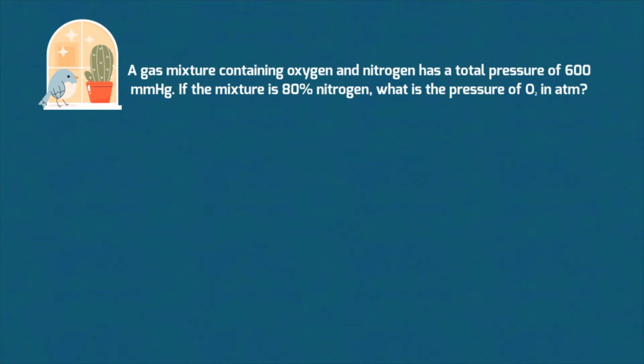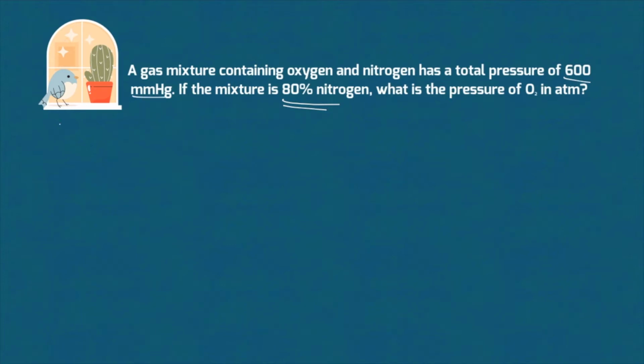Question number 1. A gas mixture containing oxygen and nitrogen has a total pressure of 600 mmHg. If the mixture is 80% nitrogen, what is the pressure of oxygen in atm? Okay, when you have this kind of question, the first thing you need to look at is the information given to you. So given to you is 80% nitrogen and the total pressure is 600 mmHg.